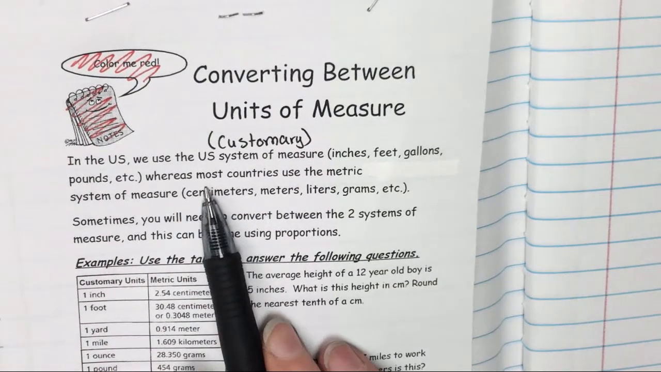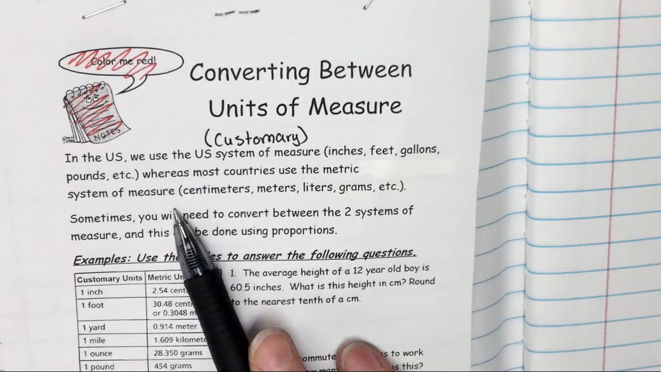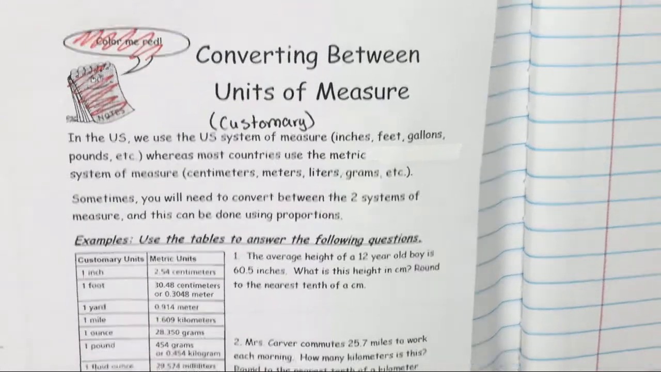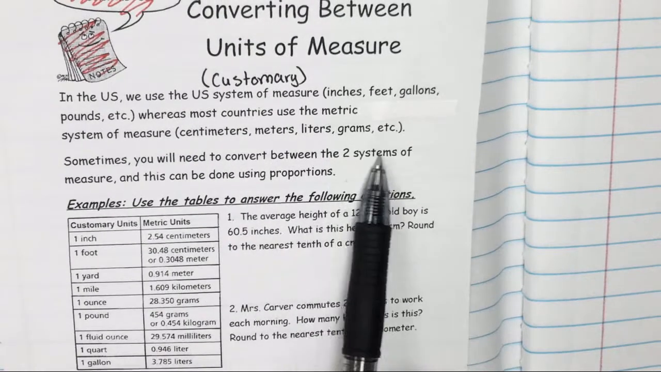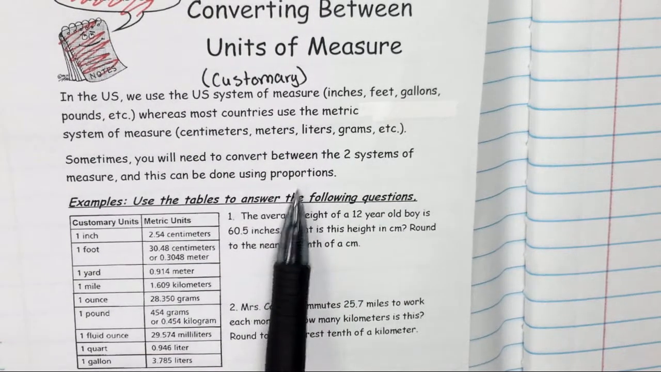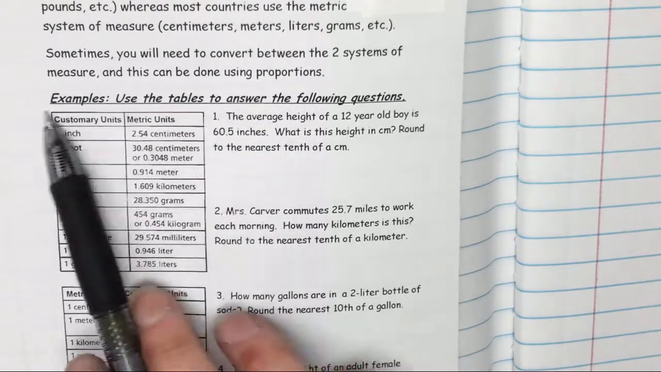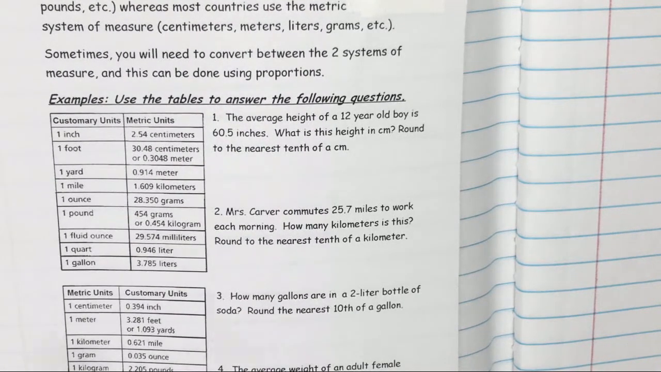Whereas most other countries use the metric system of measure. This includes centimeters, meters, liters, grams, and so forth. Sometimes you'll need to convert between the two systems of measure, and this can be done using proportions. Typically, you're going to see a conversion table, something like this, and we're going to use these tables to answer the following question.